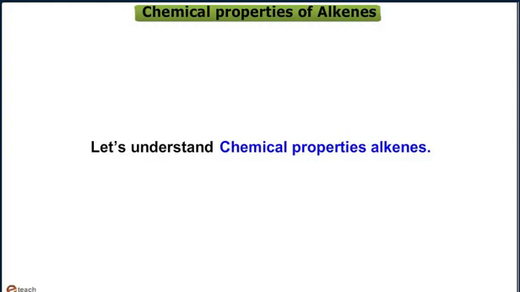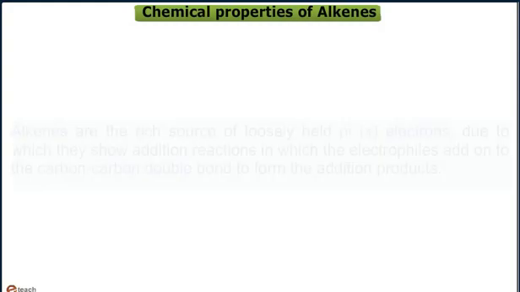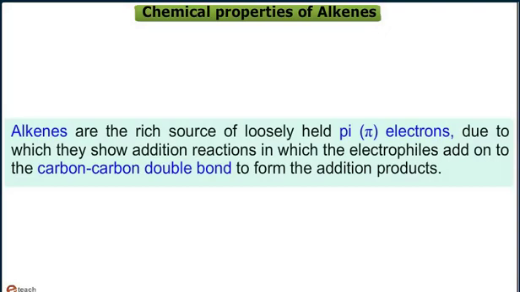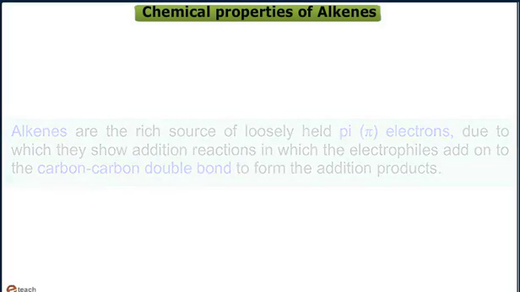Understand chemical properties of alkenes. Alkenes are a rich source of loosely held pi electrons, due to which they show addition reactions in which the electrophiles add on to the carbon-carbon double bond to form the addition products.